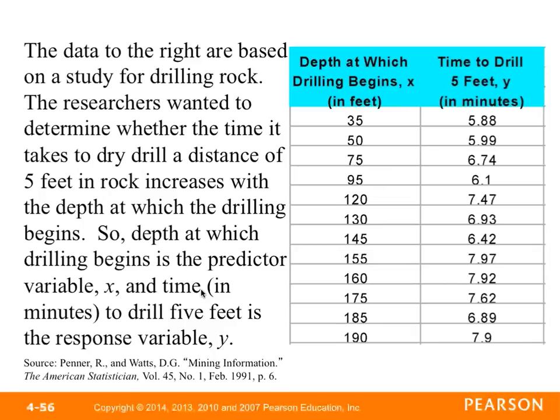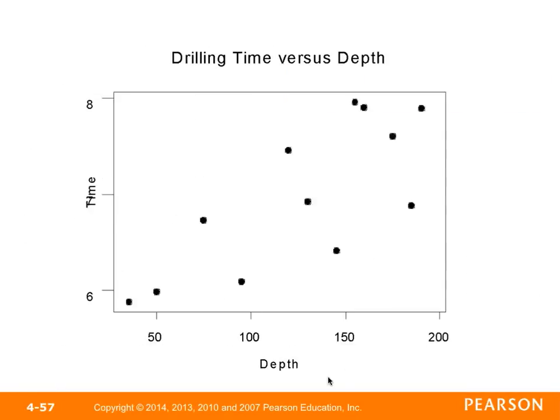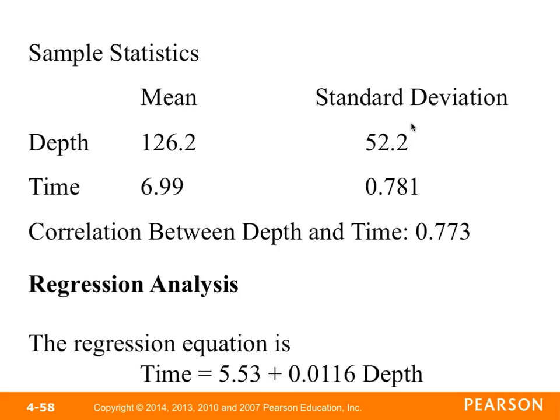Okay, so we're going to go back to our data on the study for drilling rock. The researchers, just to remind you, did want to determine whether the time it takes to dry drill a distance of 5 feet in rock increases with the depth at which their drilling begins. So the depth at which the drilling begins was our x variable, and the time in minutes to drill 5 feet is our y variable. So we had these 12 observations, and we looked at a scatter diagram. You can see that there's probably some kind of positive relationship between the two because we do have this trend here. It's not perfect by any means, but it's not too bad.